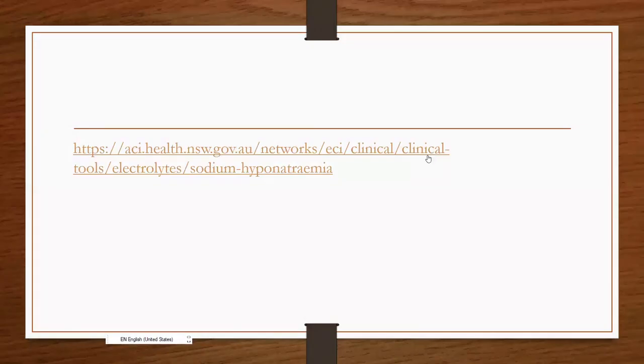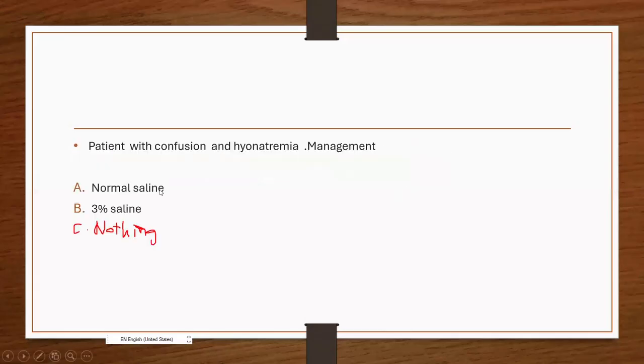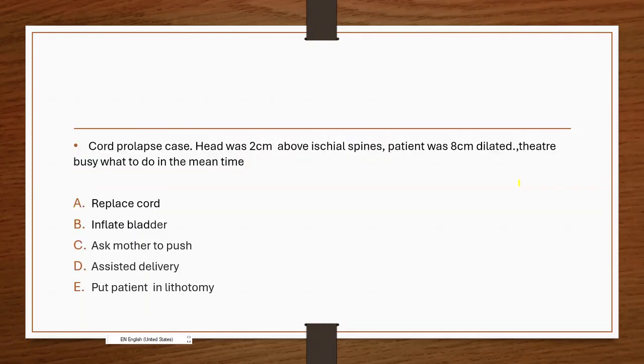All right, so let's go back to our question. We have a patient with confusion. We discussed that we have to ask two questions. The first question was whether it's symptomatic. He passes our first question: he has confusion. So our management would be correcting this, giving 3% saline as a bolus. So the answer would be B, which is 3% saline. Correct. Let's go on to the next question.